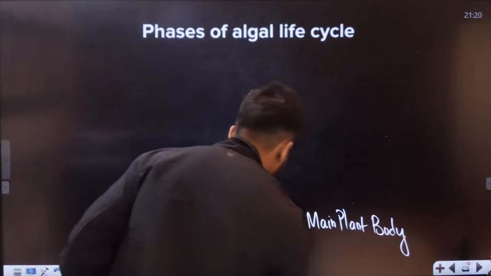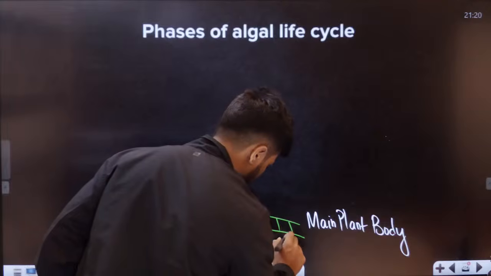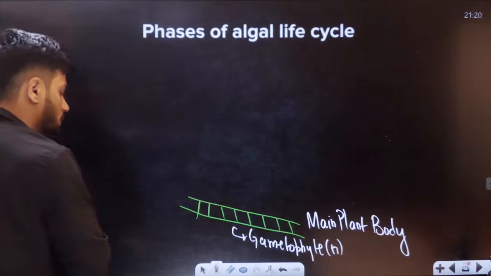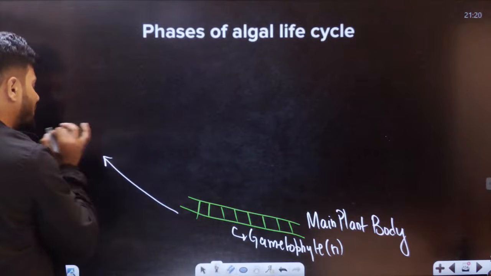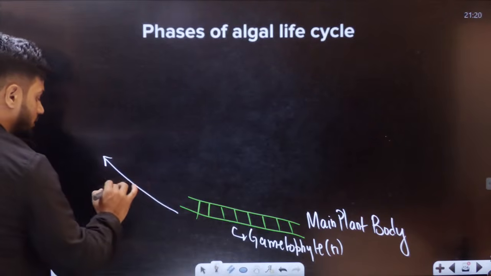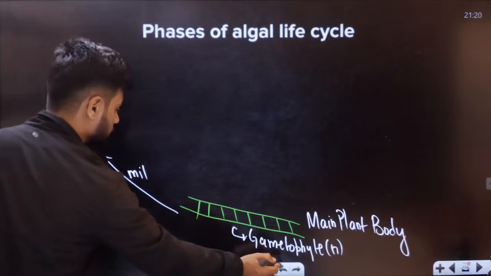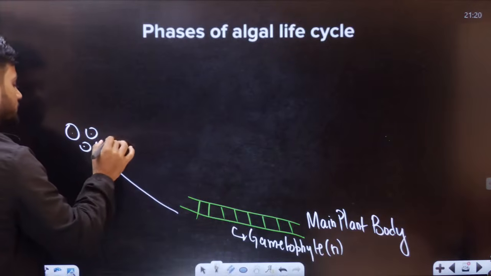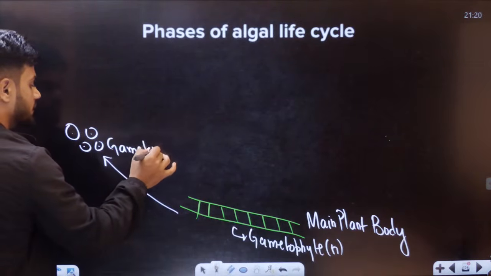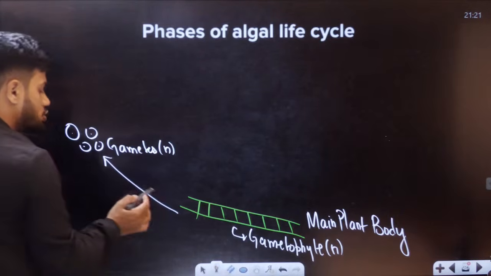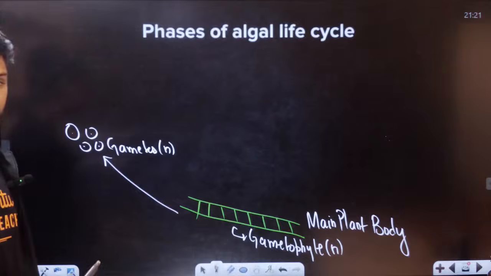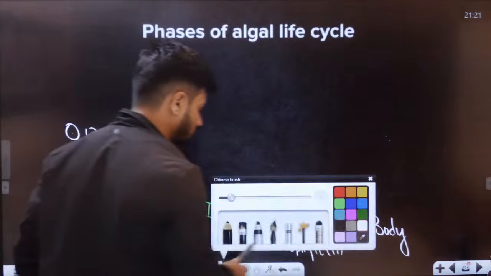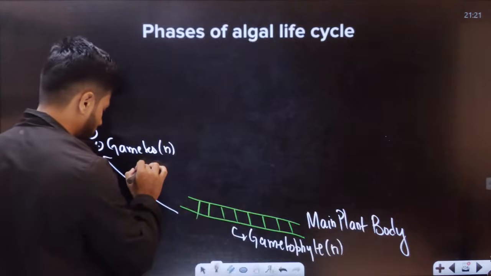This gametophyte is always haploid in nature. Now, this gametophyte will give you what? Gametes, by mitosis. Here we have gametes, and these gametes are haploid. So, should I write meiosis or mitosis here? Haploid, so mitosis here. Okay, fine, I'll tell you.